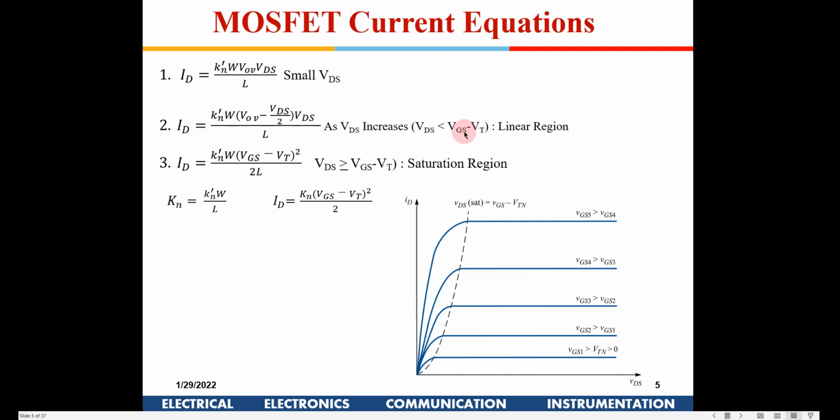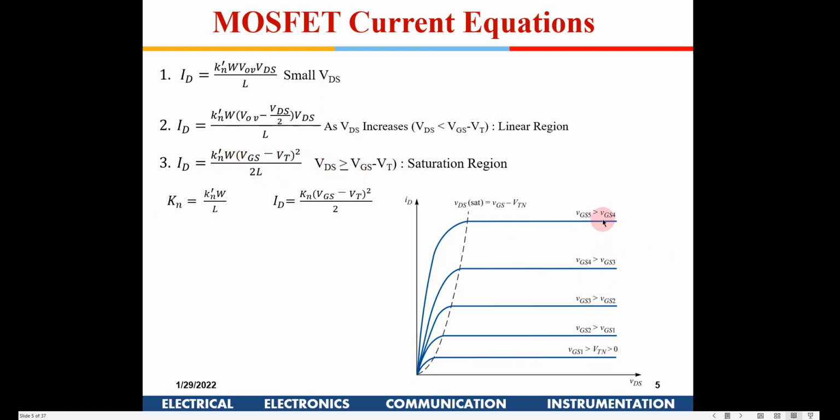Then we have a VDS slightly more than the small value. It comes into a linear region, deep triode, where ID will be Kn dash W VOV minus VDS by 2 into VDS. So here you will see one VDS is there, one VDS is here. So it is a quadratic form, it is not linear, it is slightly bending like this, and finally it reaches a saturation region where it is no more dependent on VDS.